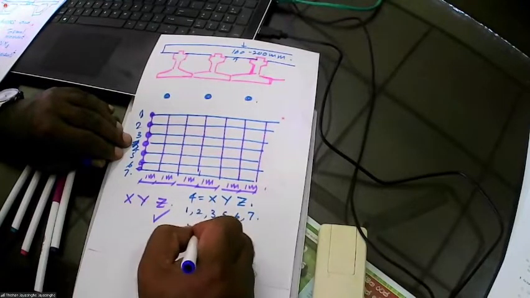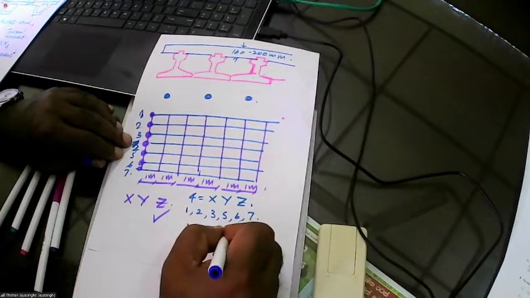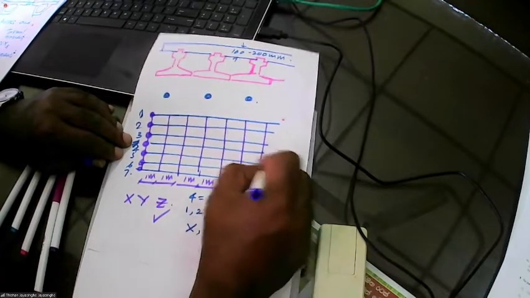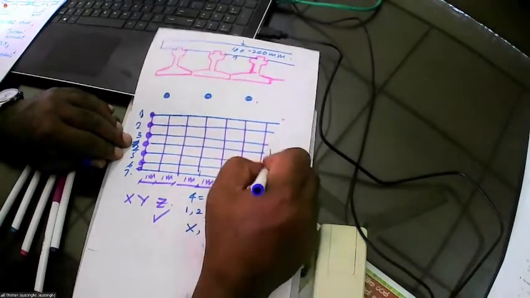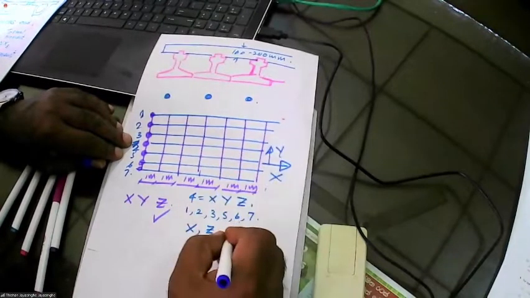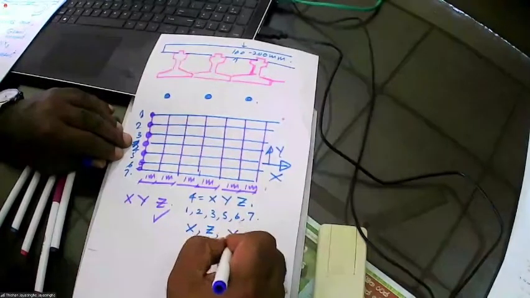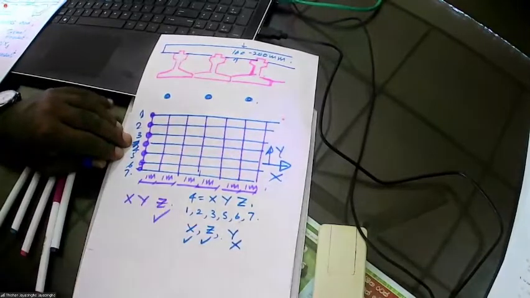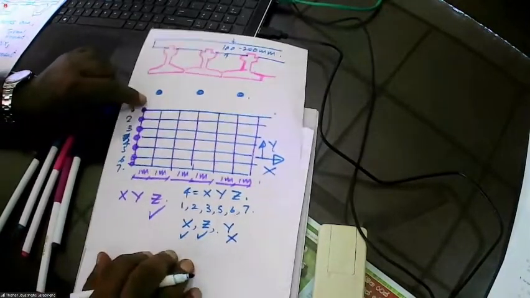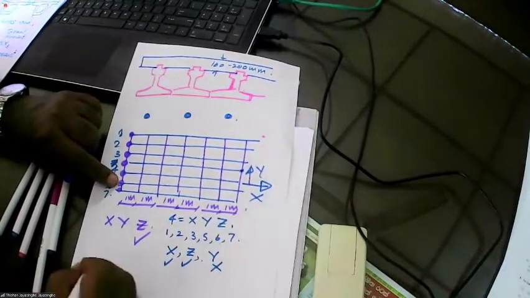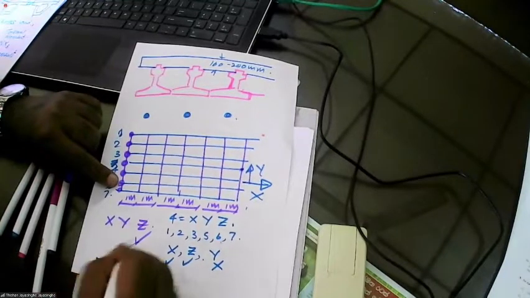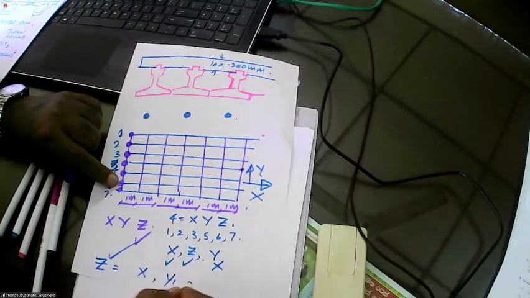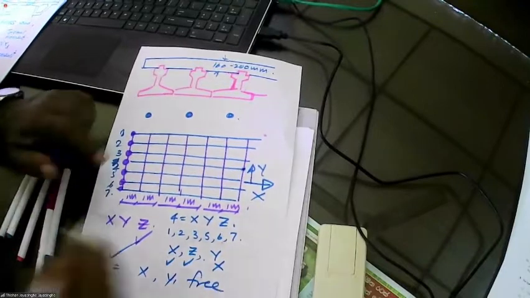X is restrained, Z is restrained, but Y. So this X direction, this Y direction, Y not restrained. X is okay, Y is okay. Y is not restricted. On this side, we say it's only Z. On this side, we say it's only Z support. Is there X and Y free?